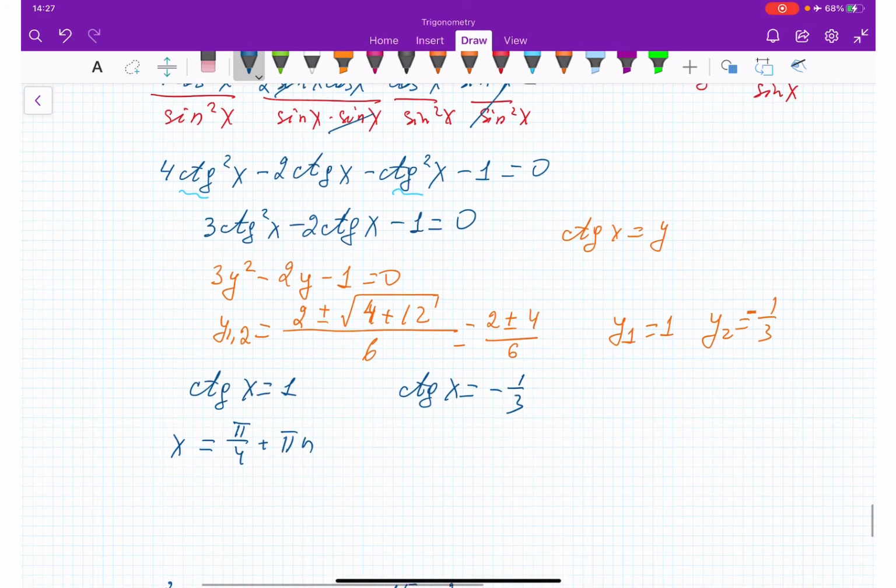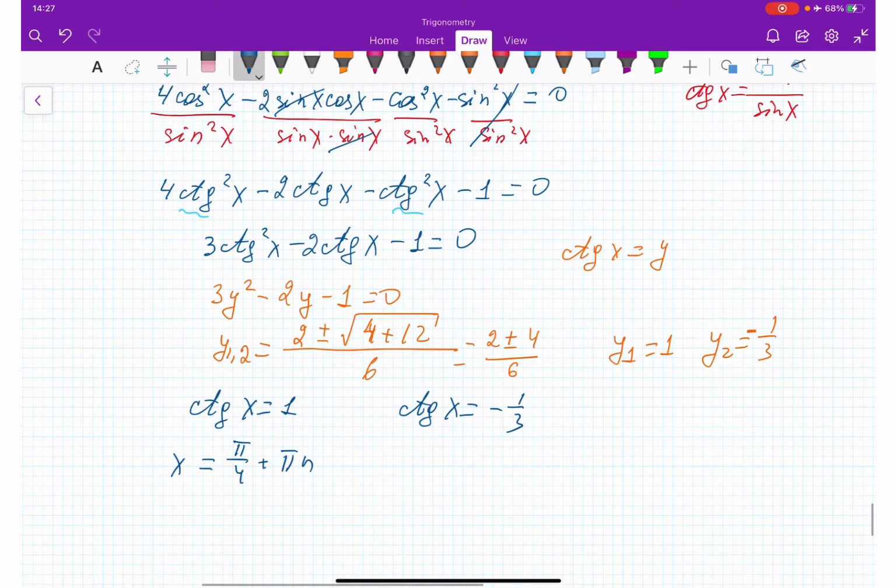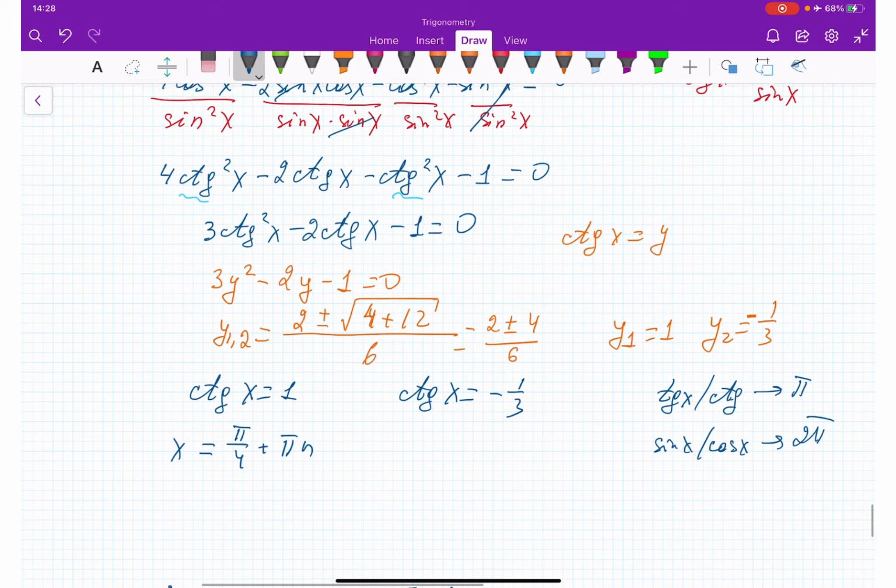Now, if you wonder why pi n: when we use sine and cosine, we put 2 pi n, because tangent and cotangent have a period of pi. If you go to my previous videos in Precalculus, where I talk about the functions sine, cosine, tangent, cotangent, the period of tangent and cotangent is pi, and for sine x and cosine x the period is 2 pi. All right, so x equals pi over 4 plus pi n.